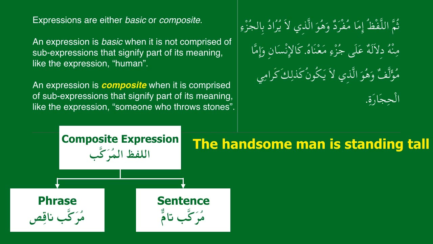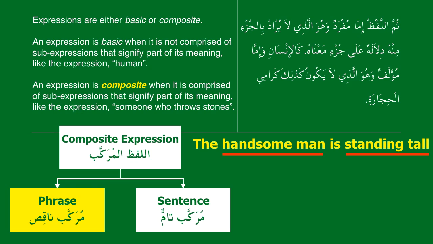Let's take examples. So if we take our example, the handsome man is standing tall. Handsome man and standing tall are both phrases. A phrase in Arabic is called murakkab naqis, which literally means an incomplete composite expression. These are incomplete because when someone hears them, one doesn't think that the meaning has been completed. One is still waiting for something more to be said. Handsome man, so what? Standing tall, what is it that's standing tall? What about the handsome man? So these are phrases, murakkab naqis.